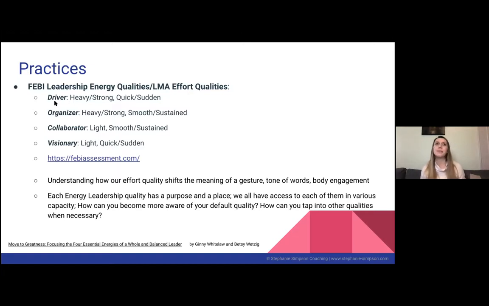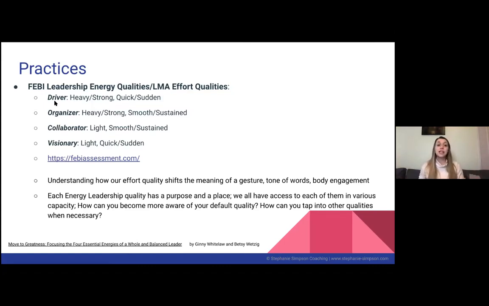Collaborator is very much a level 5. It's lighter in energy. It's more smooth and sustained, like, hey, you come over here, I want to hear from you, right? Again, also maybe a level 4 is in there too, like let me nurture, let me hold space, all of that.